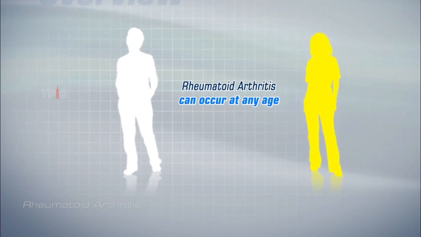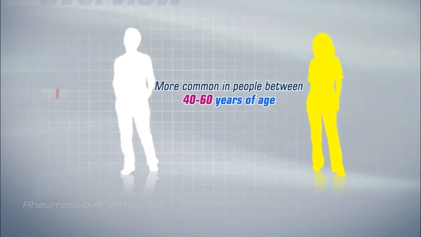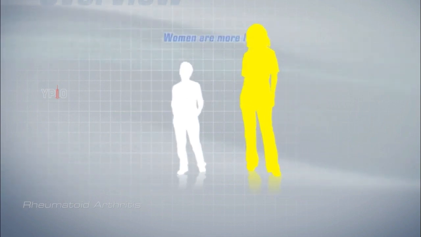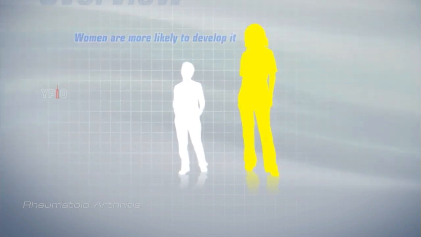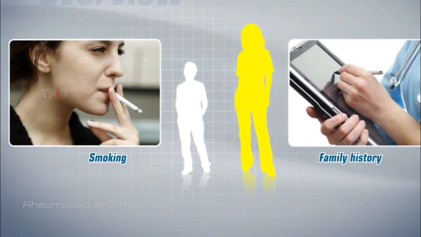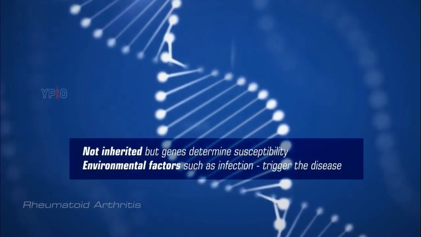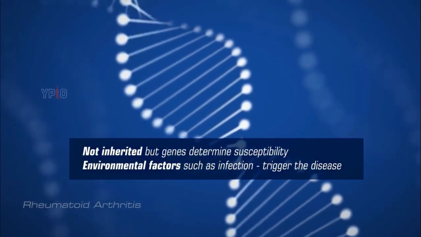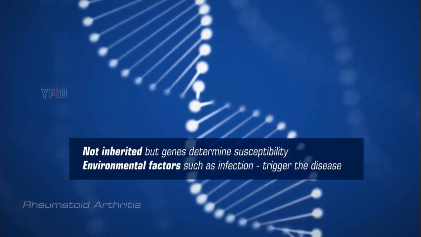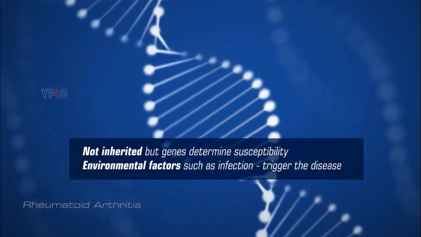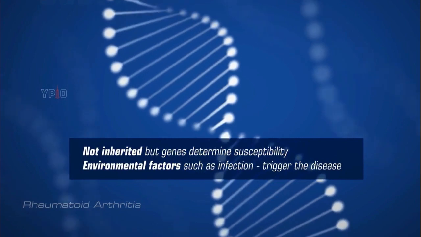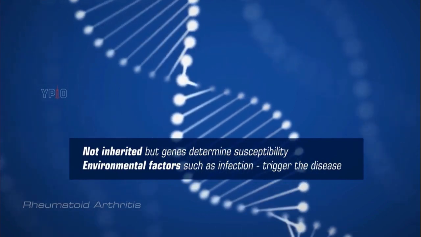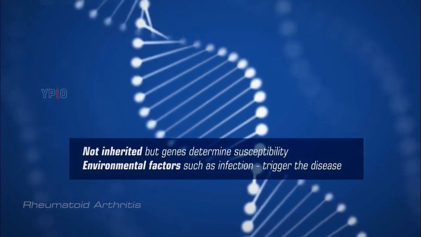RA can occur at any age, but is more common in people between 40 to 60 years of age. Women are more likely to develop it than men. Smoking and a family history of rheumatoid arthritis increases the risk of developing the disease. Although RA is not an inherited disease, the presence of certain genes increases the susceptibility to environmental factors, such as infection, that can trigger onset of the disease.